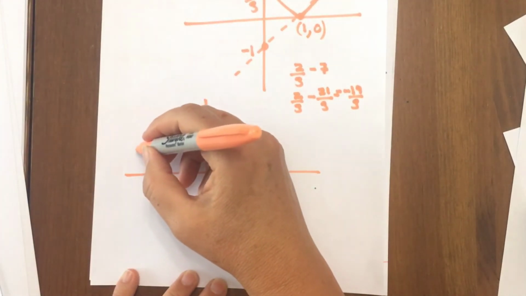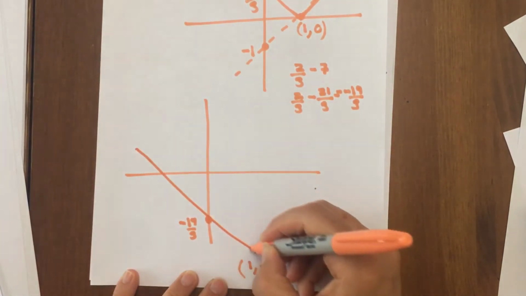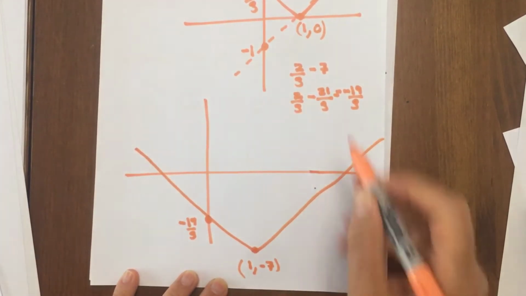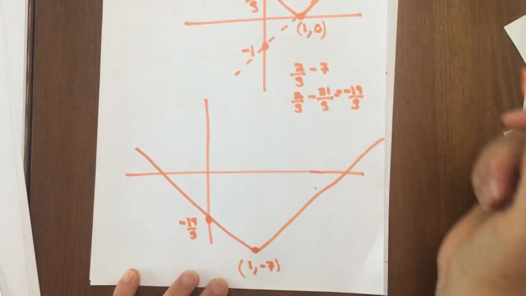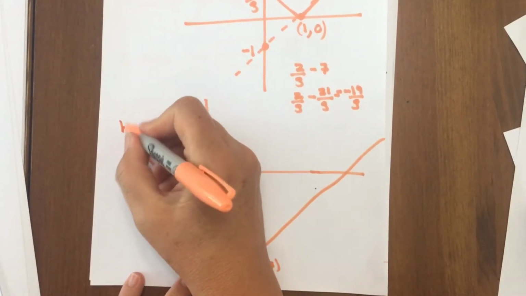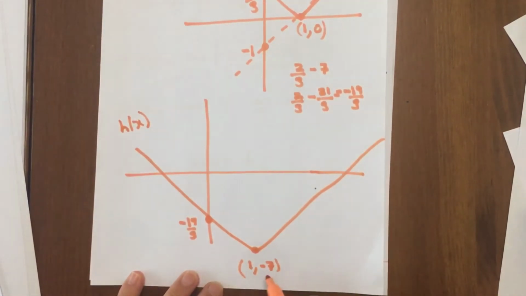So my sketch is going to look like this. My whole graph shifts down 7. Okay, so I've plotted h of x. This is my h of x. So now I've got my minimum point.